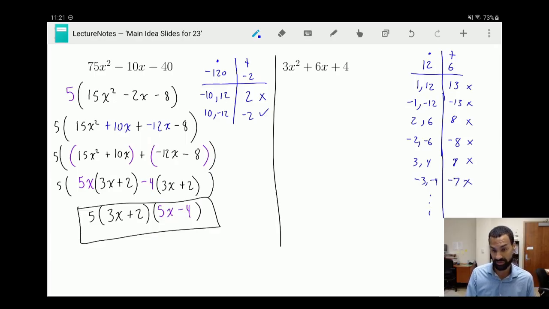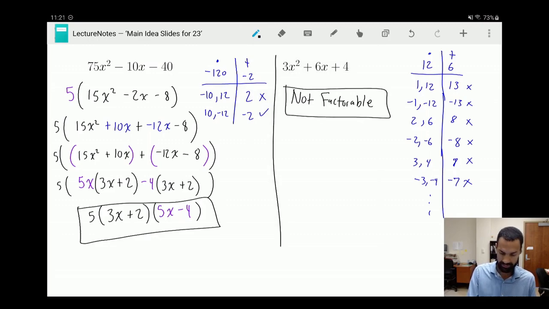If I run out of options, we would just say that this is not factorable. At least not yet. Not factorable yet. Eventually we'll learn ways to factor that. But that's not where we are right now.